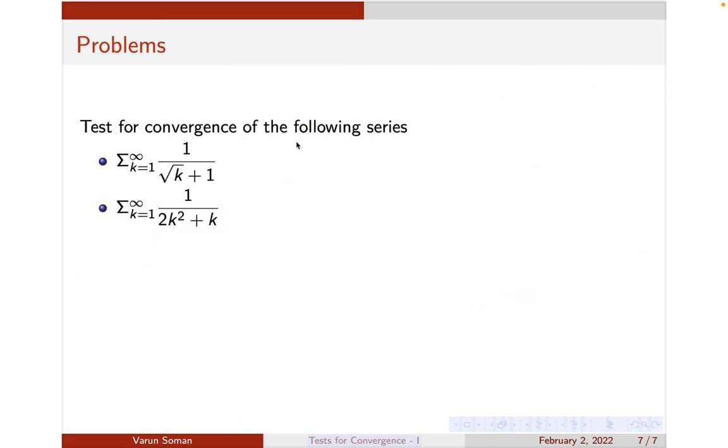One more example, 1 by 2k square plus k. Please try to do it by yourself. What will you do? Take the maths. So look at ak here, where ak is actually 1 by 2k square plus k. What's the next idea? Take the maximum power of k outside from numerator and denominator. So here in the numerator there is no maximum power of k, and in the denominator you have k square. So it will be 2 plus k by k square, that is simply 1 by k.